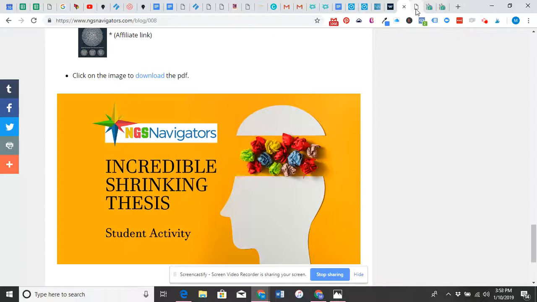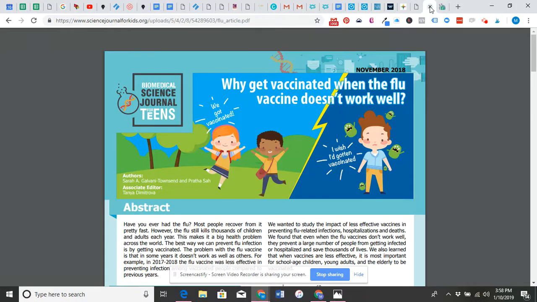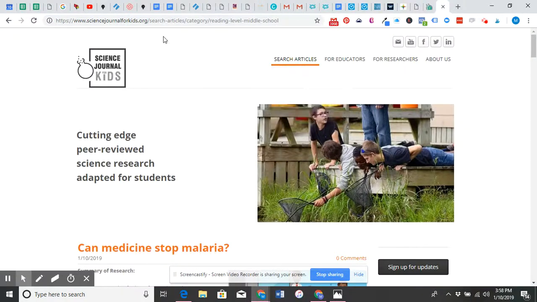And so I found a really neat resource up here, this website called sciencejournalforkids.org. It has peer-reviewed science research adapted for students. I think it's important for students to start to read journal articles, because that's how scientists communicate their research and how they learn about other people's research.